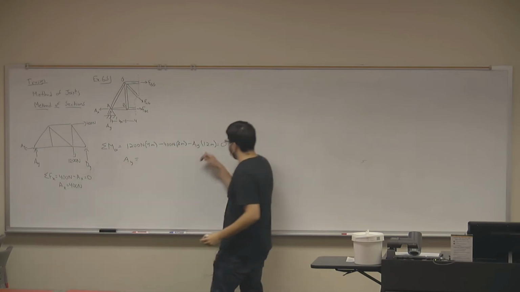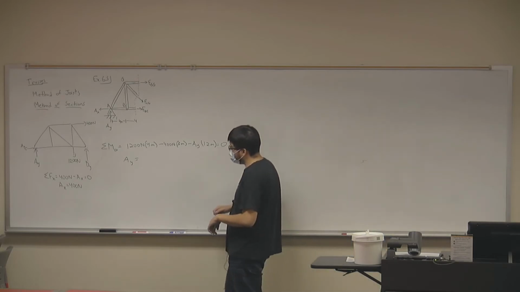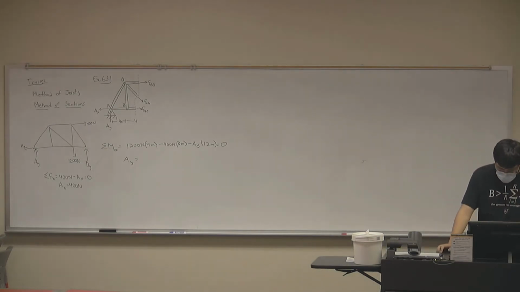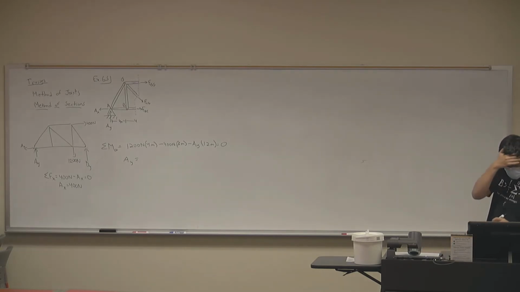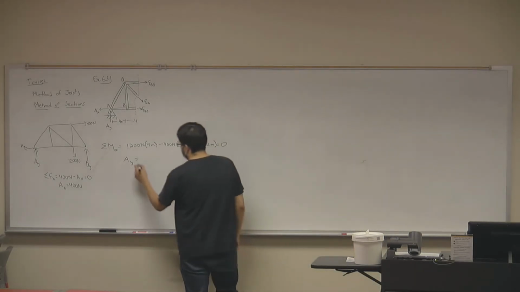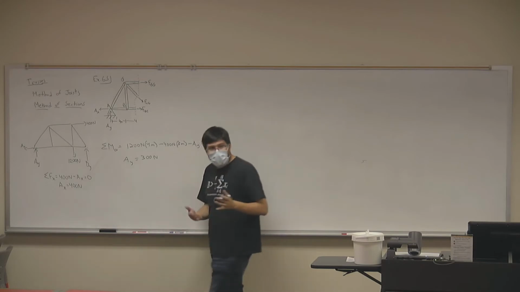which tells me that AY will equal 1200 times 4 minus 400 times 3, divided by 12. And can anybody give me that number? 300 units? Newtons, that's correct. Good. So we found our reactions at the hinges.